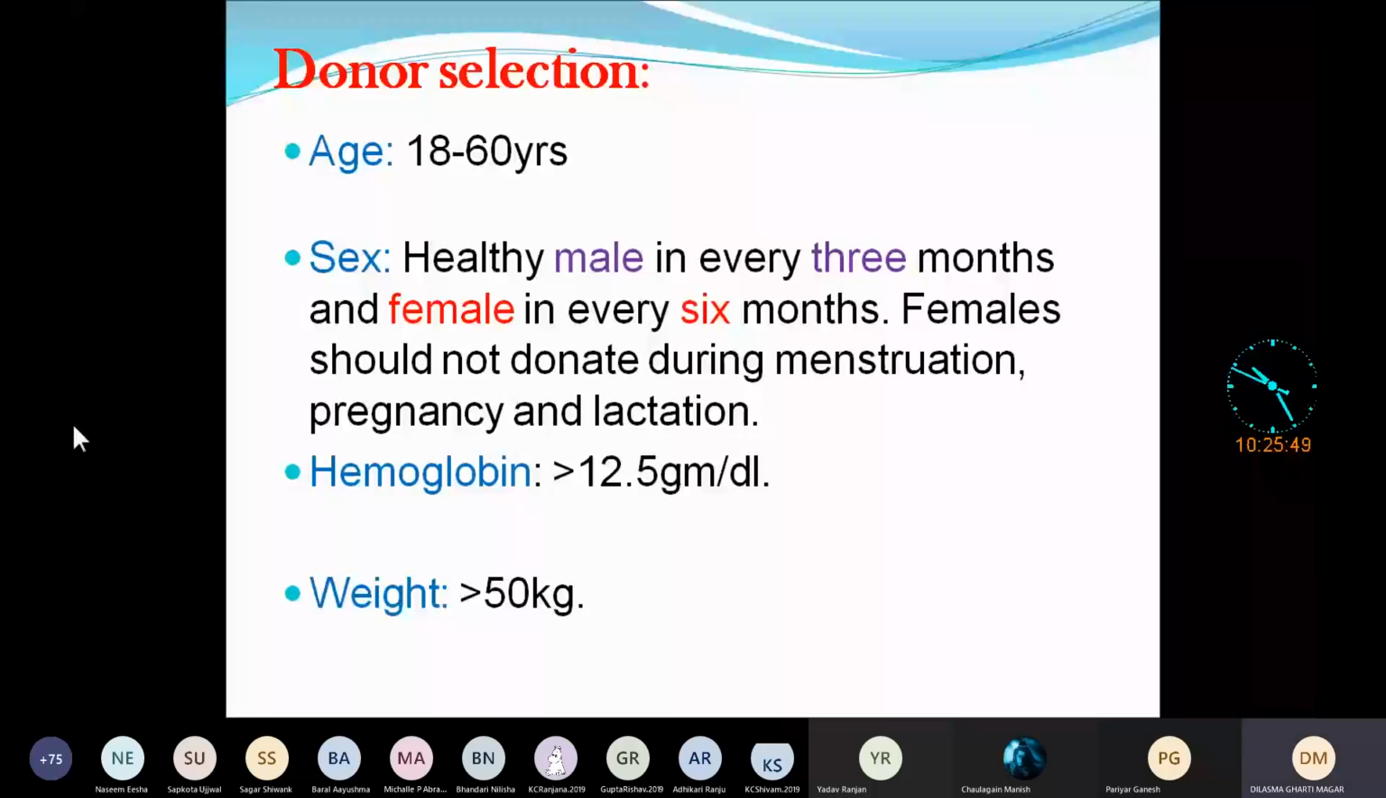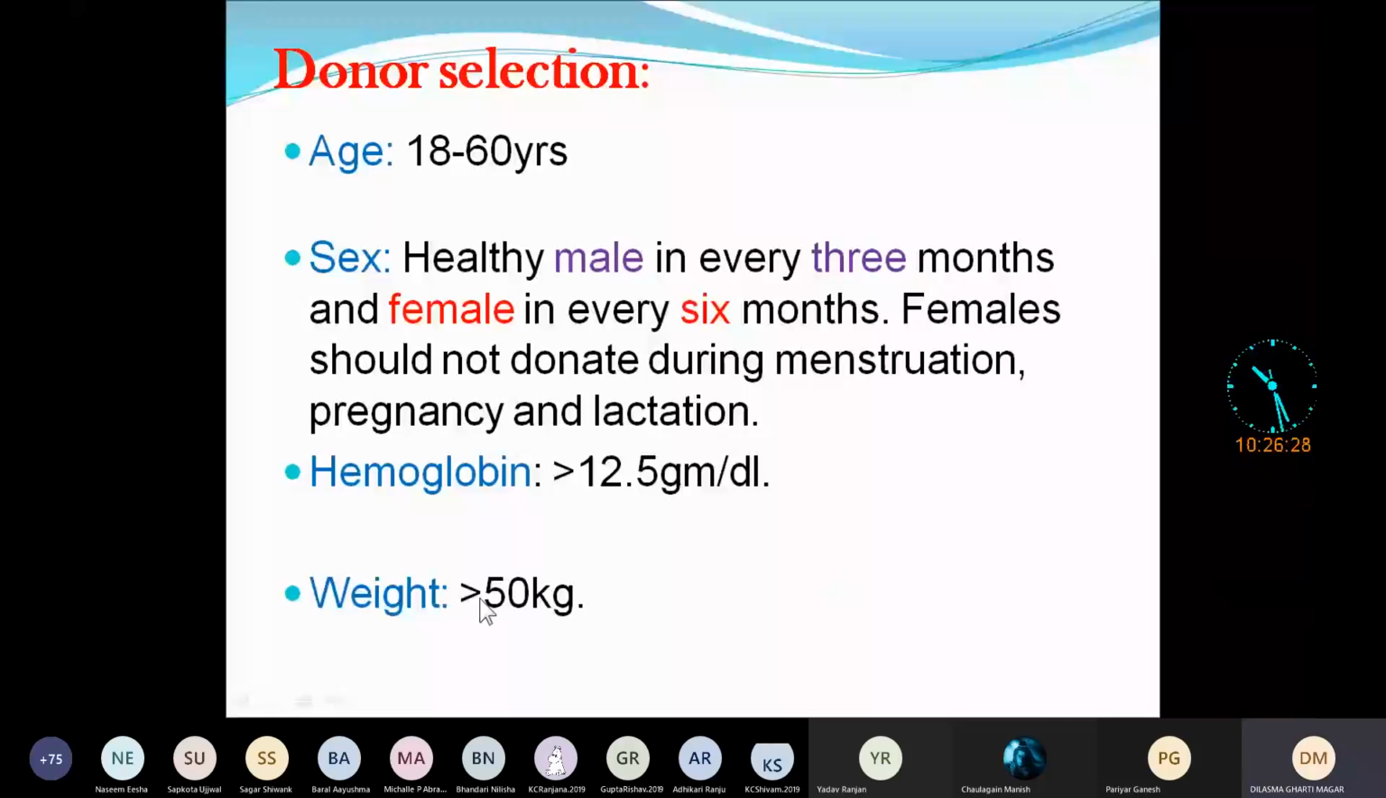And weight, here it is written 50 kg. Now recently WHO or the blood camps have made it more than 45. So if a person is more than 45 kg, then he can donate 350 ml. If a person is more than 50 kg, that person can donate 450 ml. If 350 ml of blood is donated, it will be used as whole blood. But if a person donates 450 ml of blood, we can make it into different components.